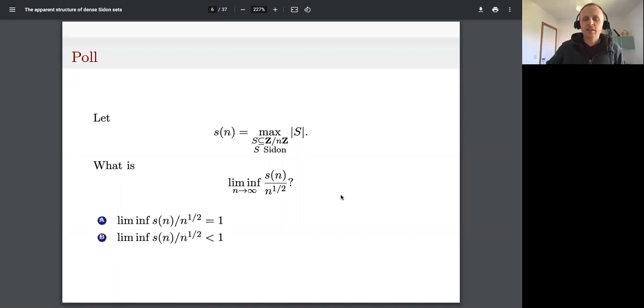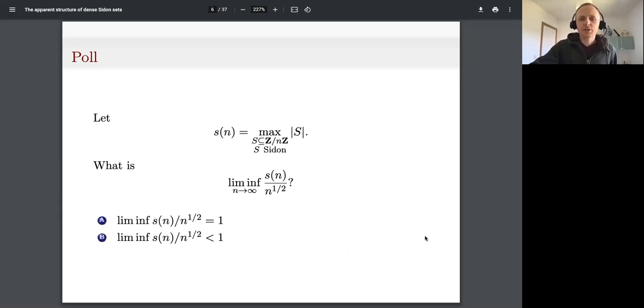But I think that this second possibility is much more plausible these days, partly just because it's been a long time and we still don't know many more examples of Sidon sets. So it seems like they're much rarer than we originally thought.